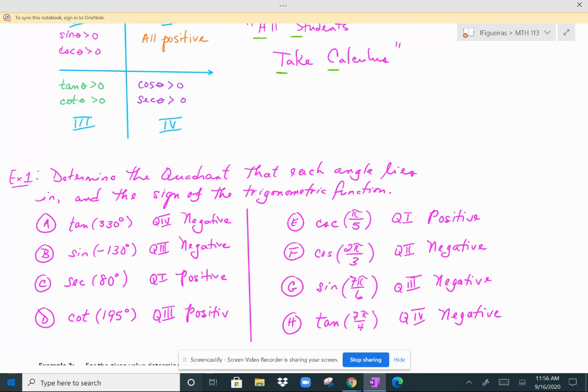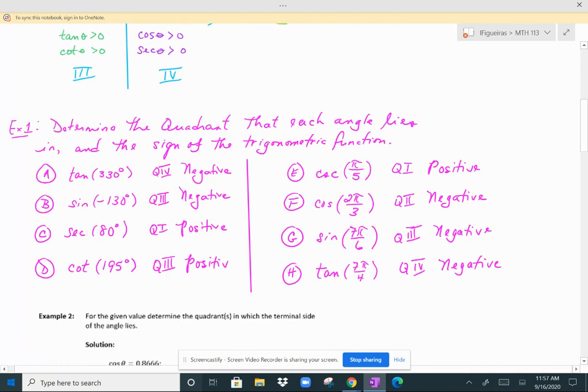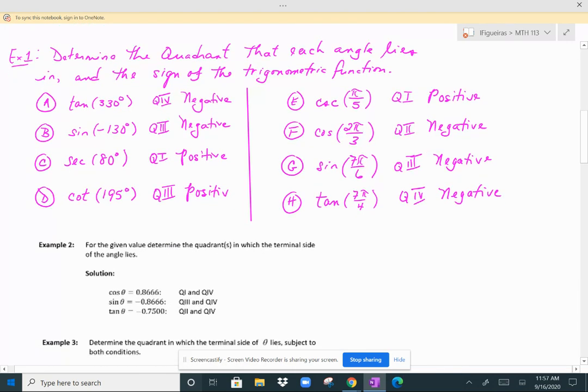So being familiar with the signs of your trig functions is something important in order to do a lot of the work and calculations that we need to do in trigonometry. All right, so here's kind of more of the same, except there's more restrictions here.